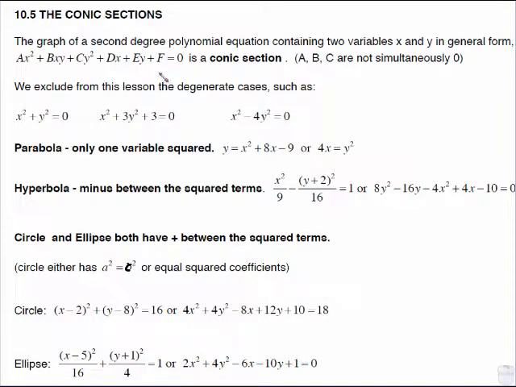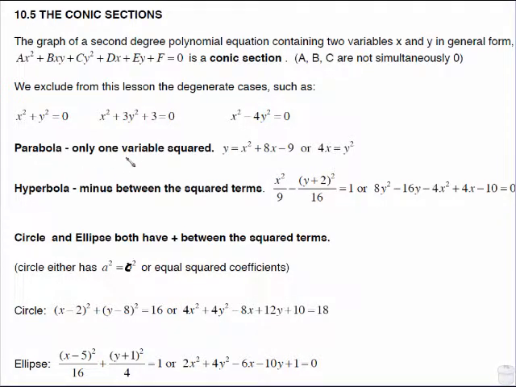This is Pre-Calc section 10.5 of the Conic sections, and what this section covers is us being able to identify what type of conic section we have when we look just at an equation. And sometimes the equation will be in standard form and sometimes it will not. But there are certain things we can look at right off the bat.